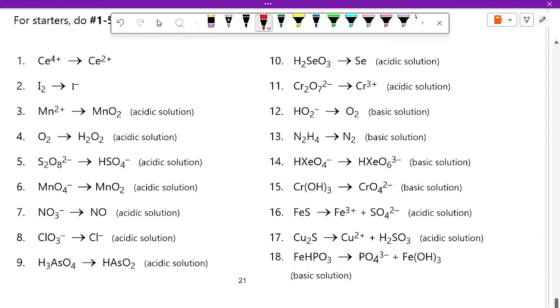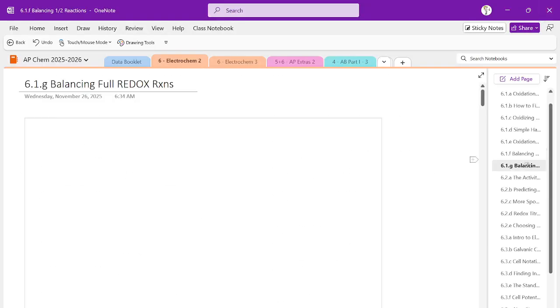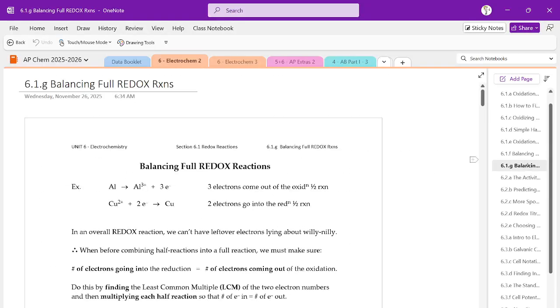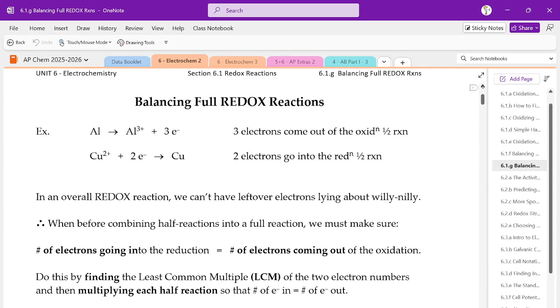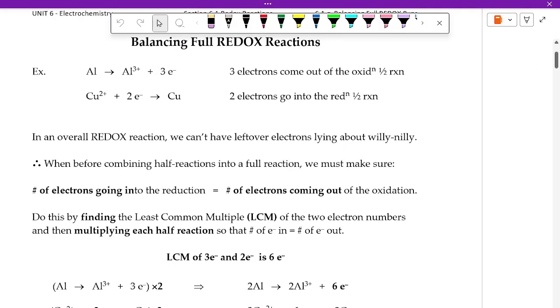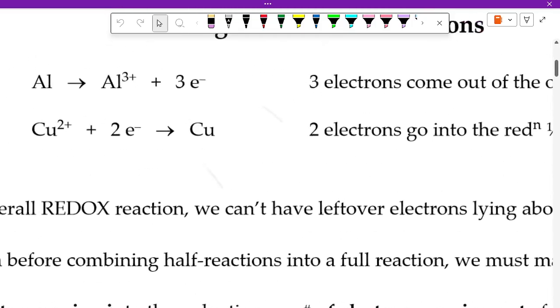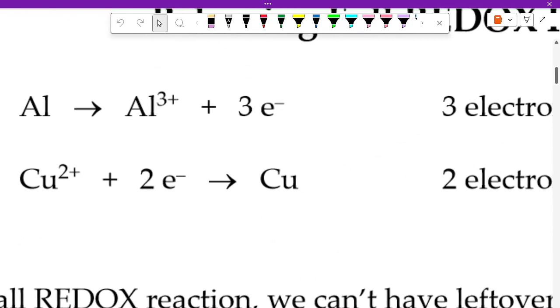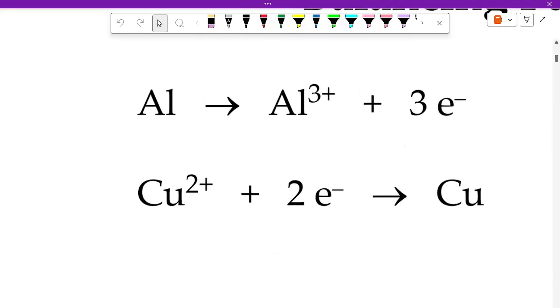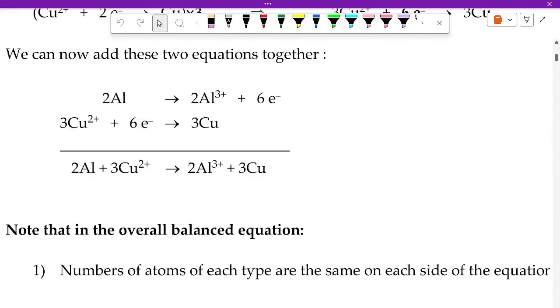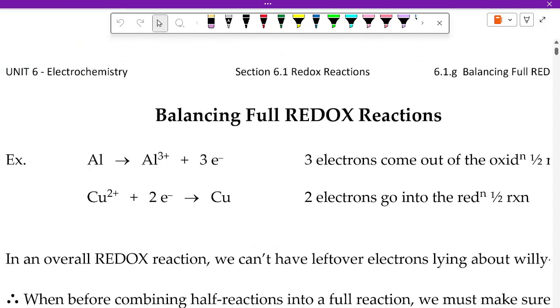And that's okay, because you will still get practice when we balance full reactions, okay? Because part of balancing full reactions is balancing half reactions. Step number 1 of balancing full reactions is to balance the half reactions, okay? And we're going to start with a very, very simple reaction, 2 very simple half reactions. And this is on page 22.